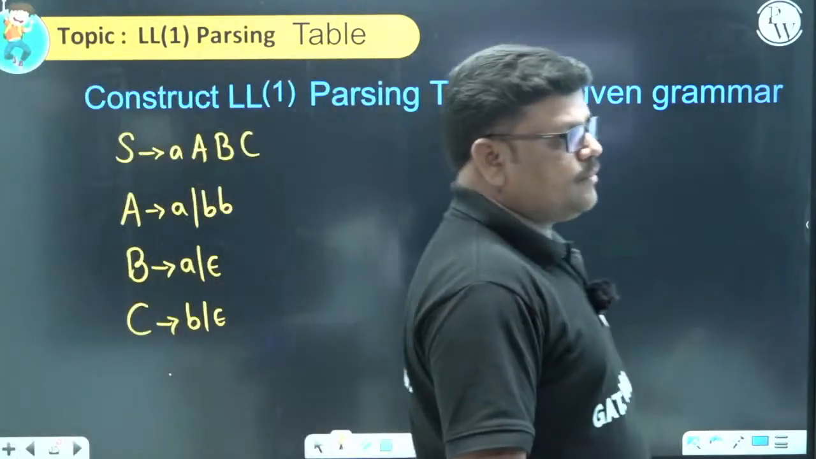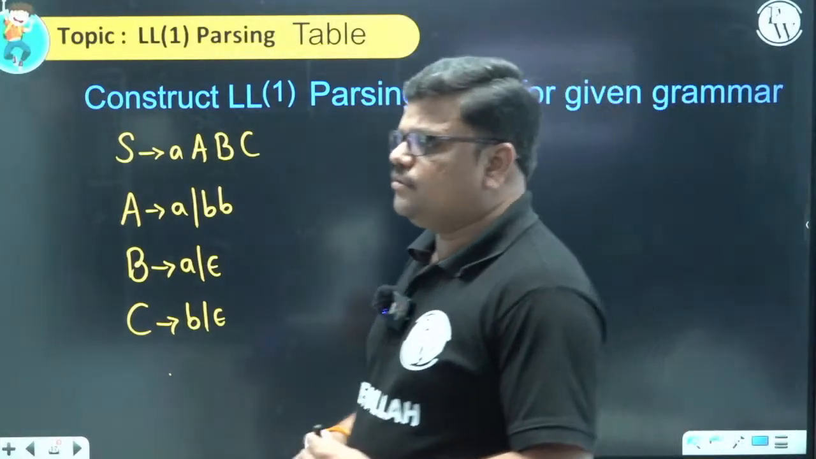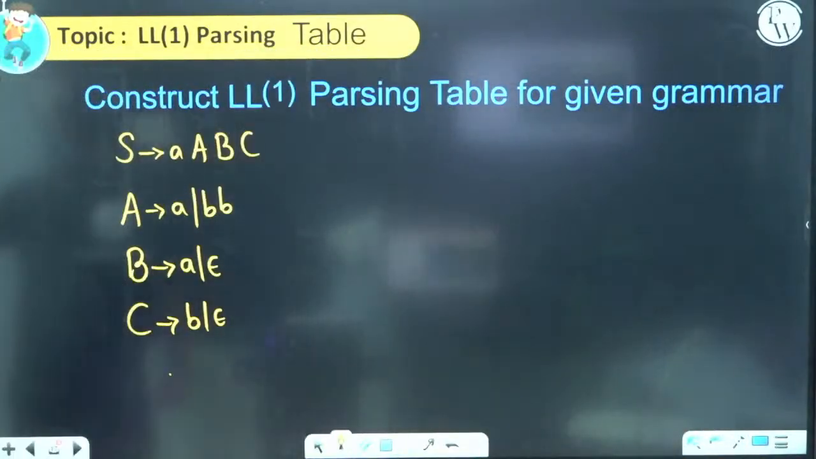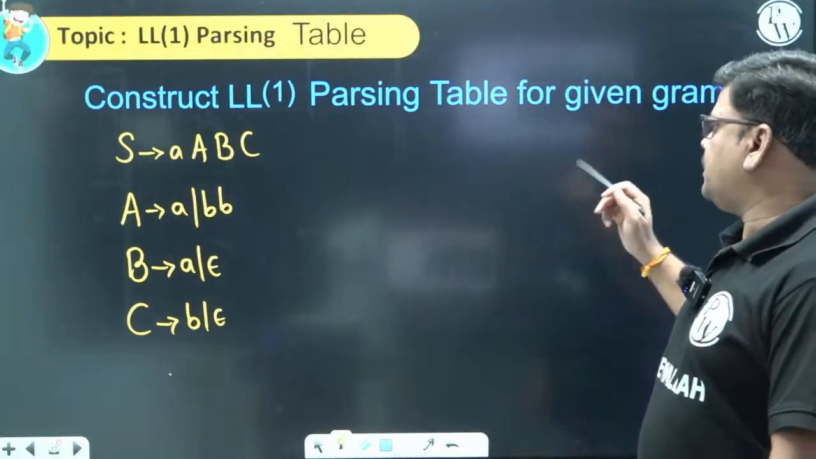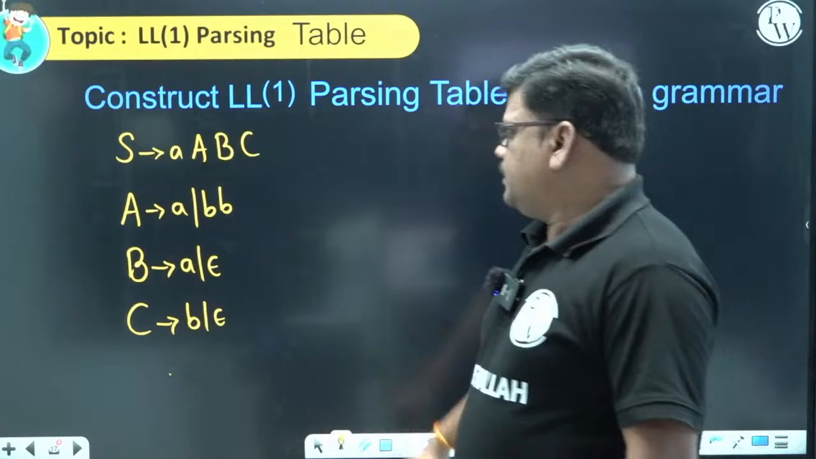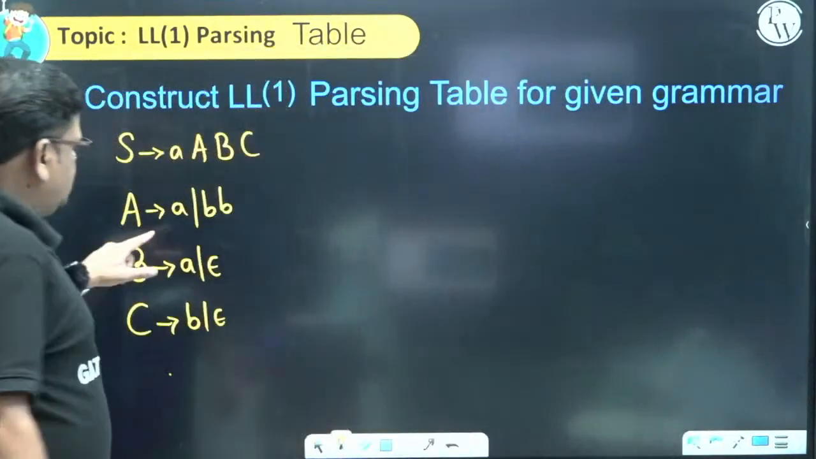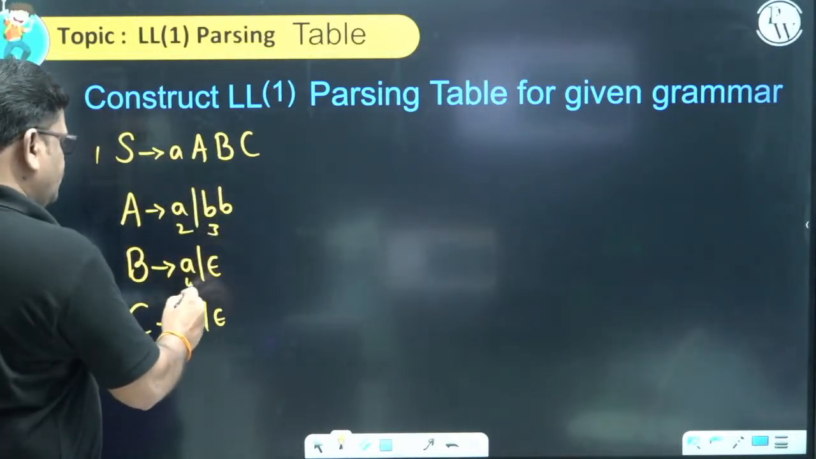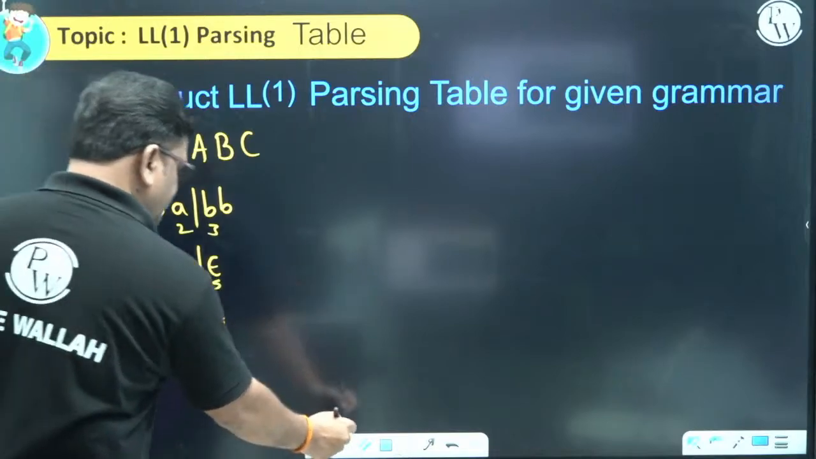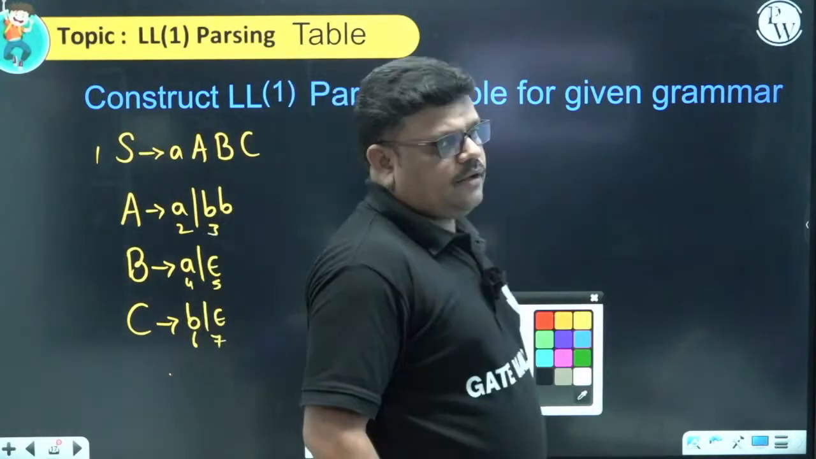So let us see the way of construction of parsing tables for the given grammar productions. We have an example grammar here. Just look at the grammar, and identify how many productions there are. We need to construct the LL1 parsing table for the given grammar. Here, the grammar has 7 productions: 1, 2, 3, 4, 5, 6, 7. Total 7 productions are given. So this is the grammar which is given.